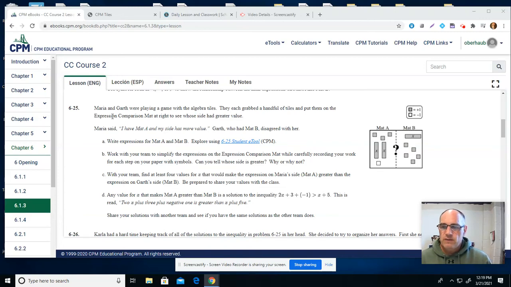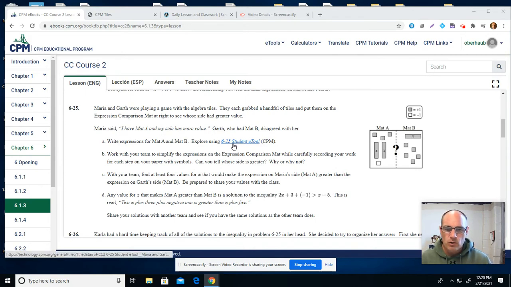All right, question 25. Maria and Garth are playing a game with algebra tiles. They each grab a handful of tiles and put them on the expression comparison mat at right to see whose side had greater values. Maria said, I have mat A and my side has more. Garth, who has mat B, disagrees with her. So write an expression for mat A and mat B, explore using this tool.